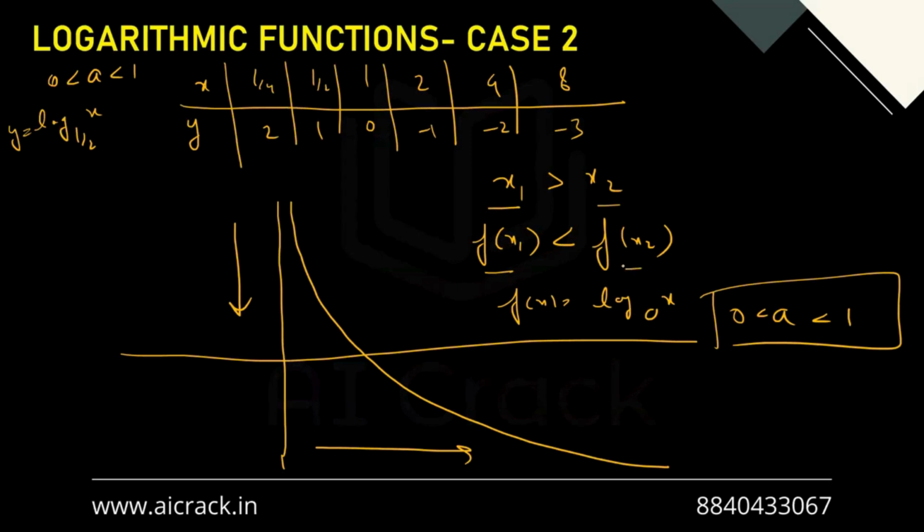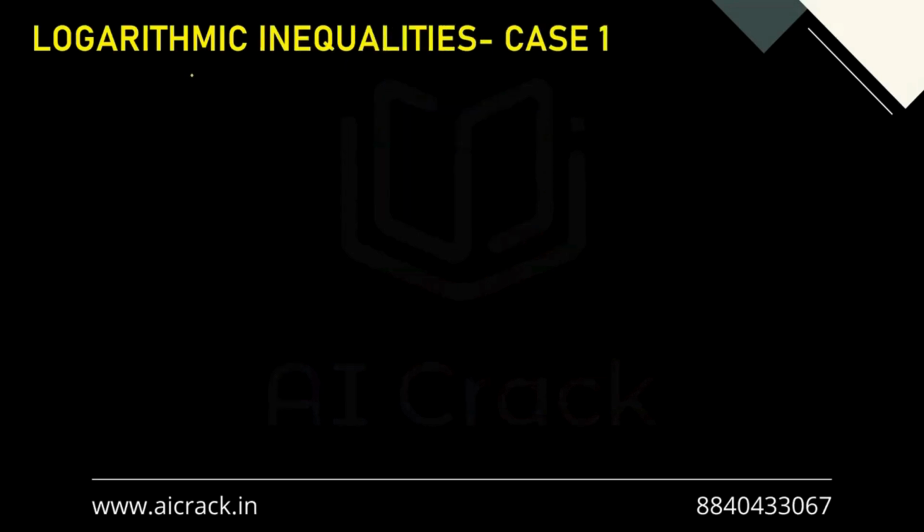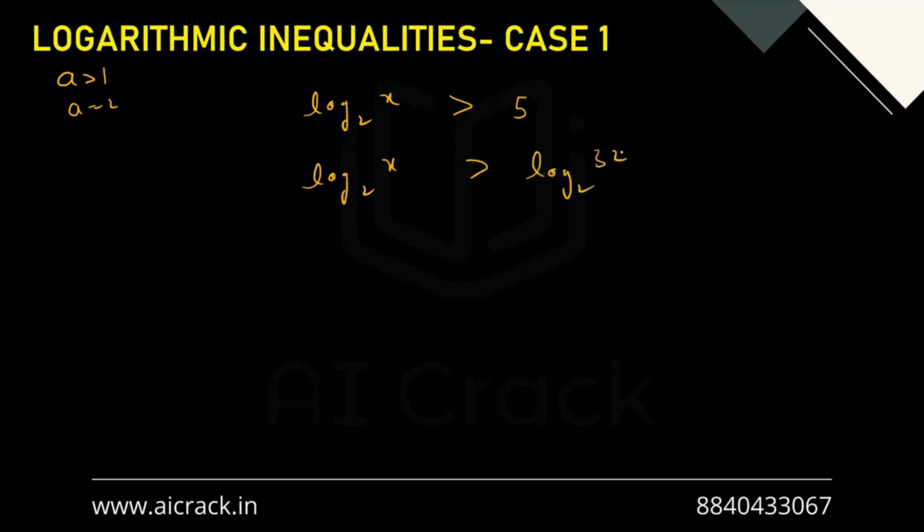Now let us try to understand logarithmic inequalities for case 1. Case 1 is where a is greater than 1, and let's say a equals 2. So we are again considering log base 2 of x, and let's say the inequality says it's greater than 5. Now what we can write over here is log base 2 of x greater than log base 2 of 32.